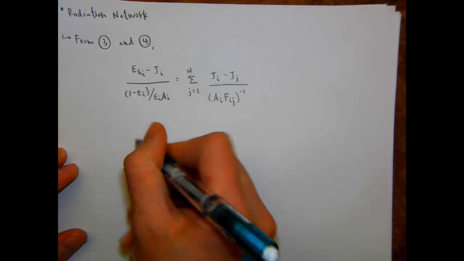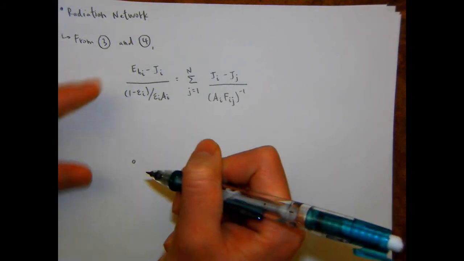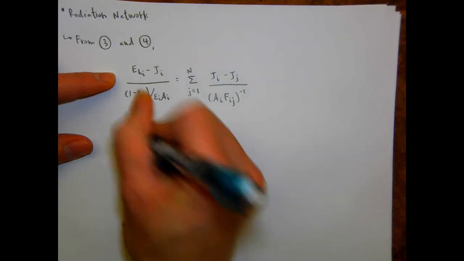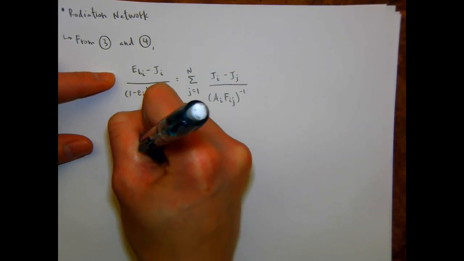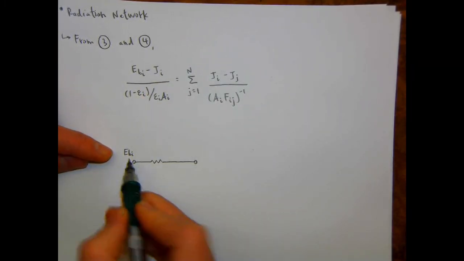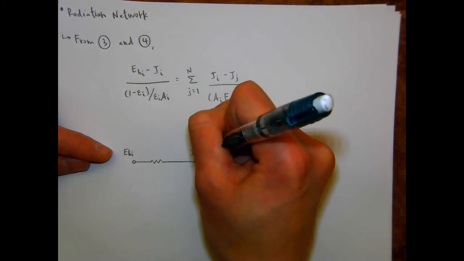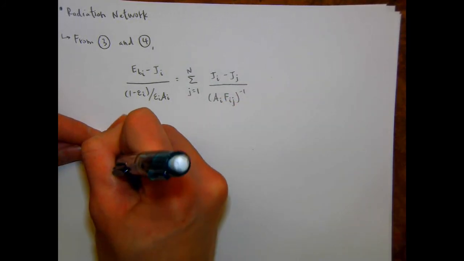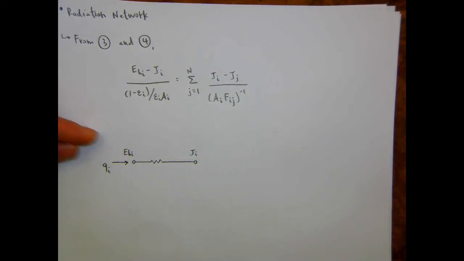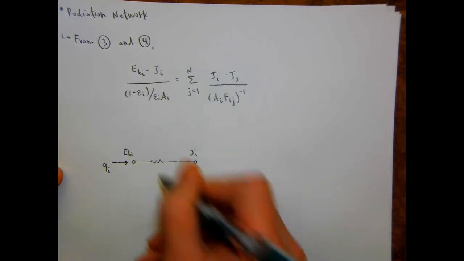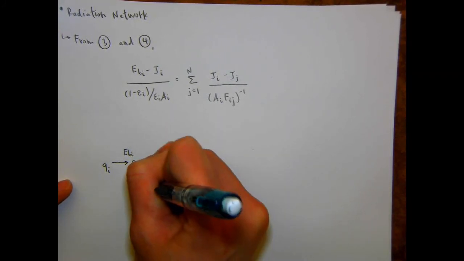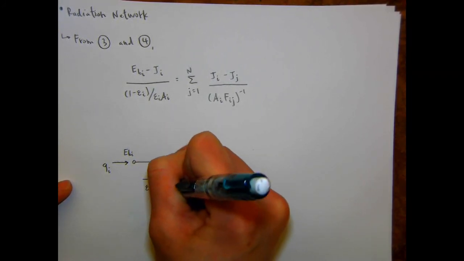So from this equation, the driving potential is the difference between the emissive power of the surface if it were a black body, so E sub bI, and then the radiosity at that surface. And then we have Q sub I going in. That's the heat transfer rate. And then the resistance is going to be this quantity in terms of the emissivity.